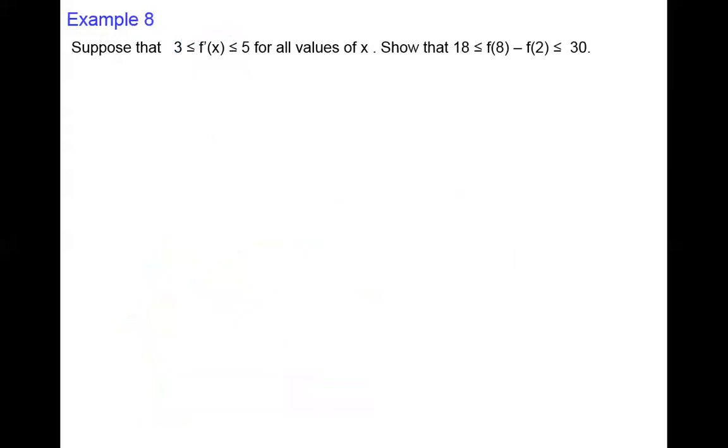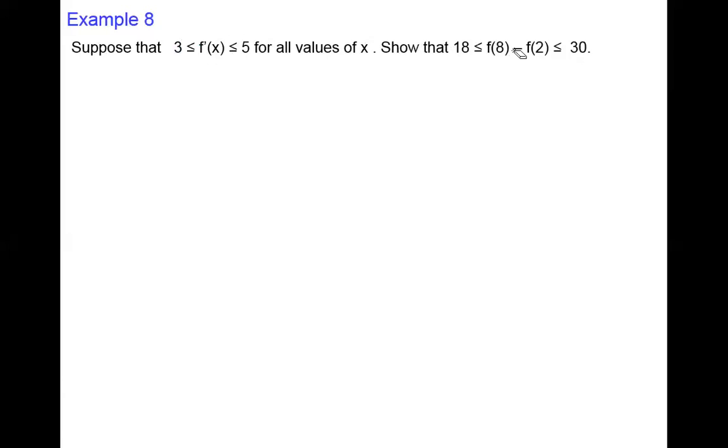Let me just, okay, let's solve this one. Suppose that the derivative f prime of x is between 3 and 5. Okay, that means now we have a limitation. We have the interval for the derivative for all of the values of x. Show that f of 8 minus f of 2 is between 18 and 30.